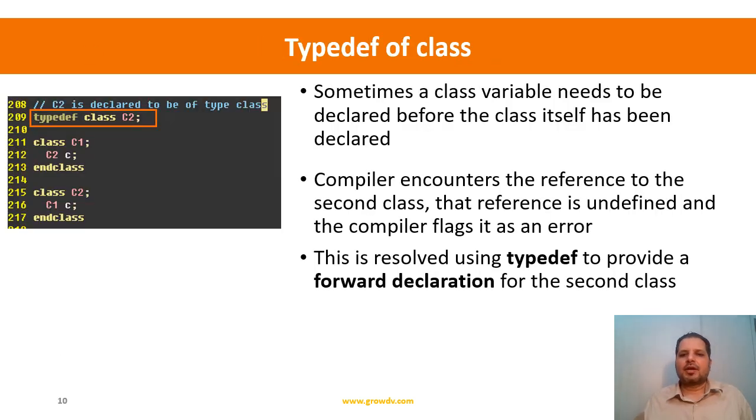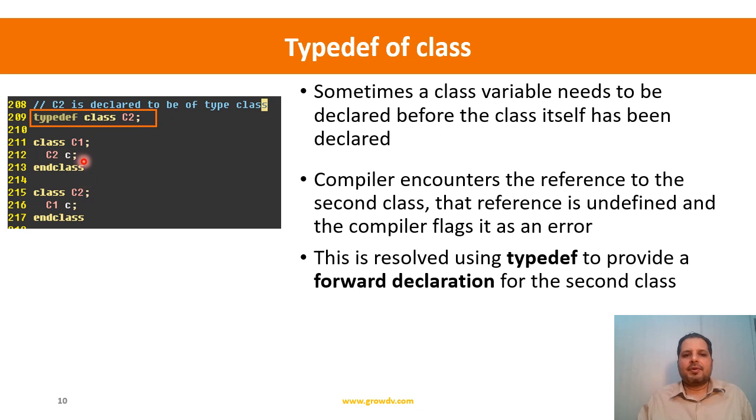So we have looked at the typedef for creating user defined types. Let's see that this has one special use case in terms of classes. Let's say I have class C1 and another class C2, and they are instancing each other. Class C1 is instancing C2, and C2 is instancing C1. So this way we have a sort of cyclic dependency.